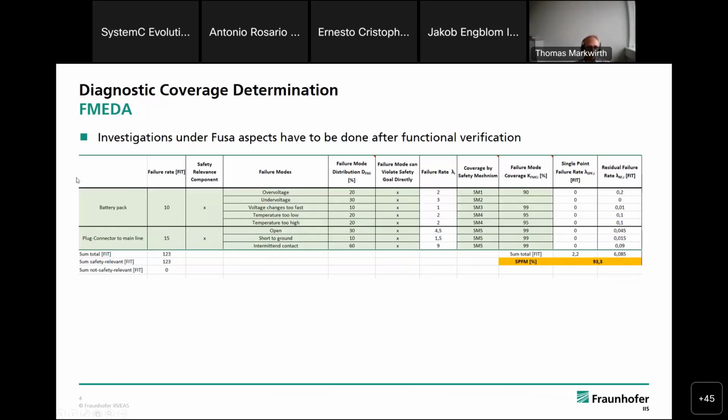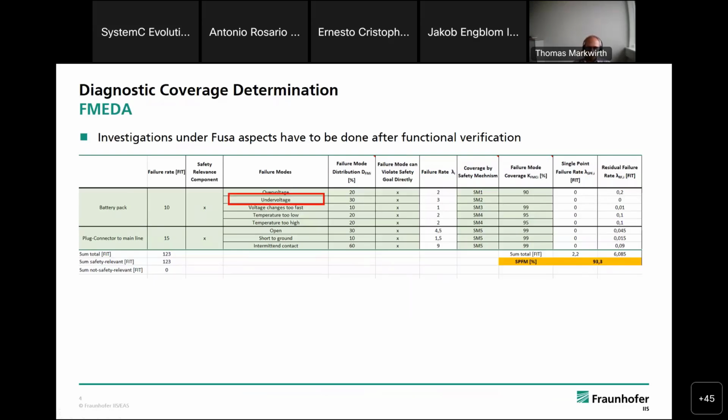You can see the component of such an item is in that case a battery pack. It is relevant for the safety. For such a component, several failure modes are defined, and how often they occur relates to the failure modes that can occur. The failure rate is defined if no safety mechanism is available. If a safety mechanism is available, the failure mode coverage can be defined or calculated, and depending on that, the single point and residual failure rates.